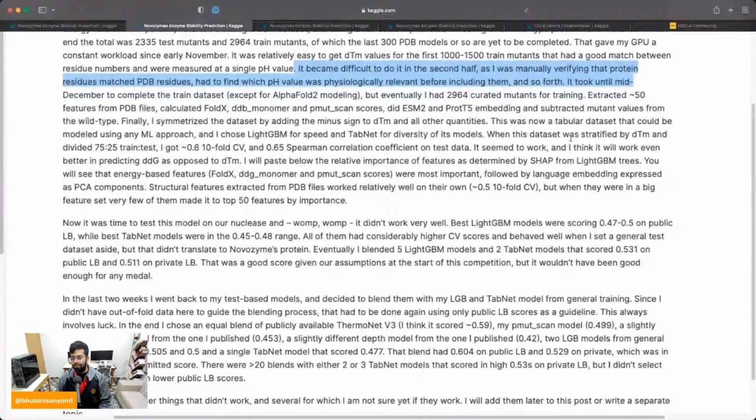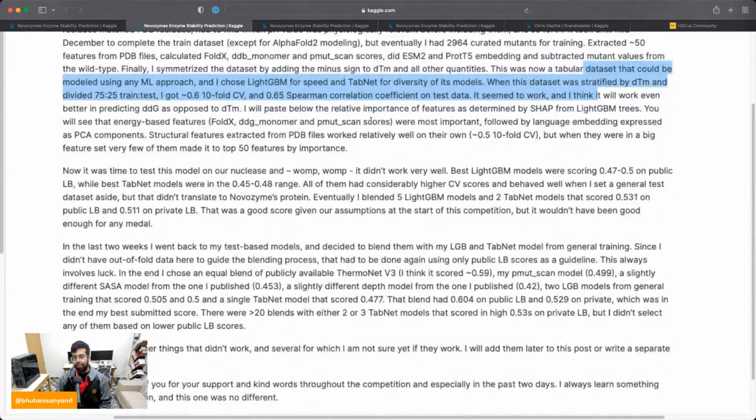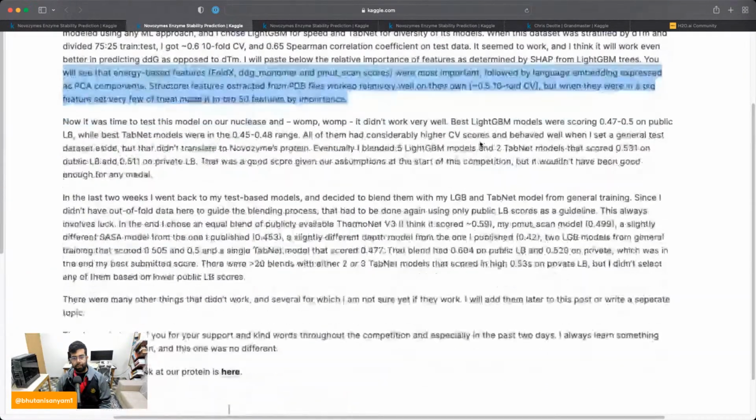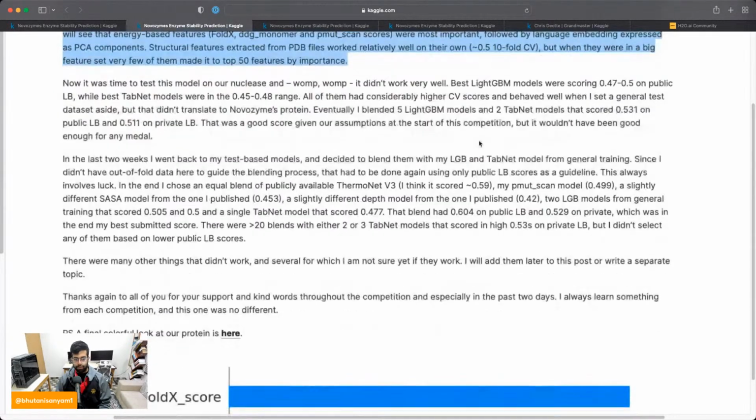After doing all of this calculation, there was a tabular data set that could be modeled using any ML approach, and he chose LightGBM and TabNet, which got him to some nice scores. He has also shared the importance of features by SHAP from LightGBM. And he says you will see that energy based features were most important, followed by language embeddings expressed as PCA components. Then he shared how these models performed on the leaderboard and how he ended up ensembling them.